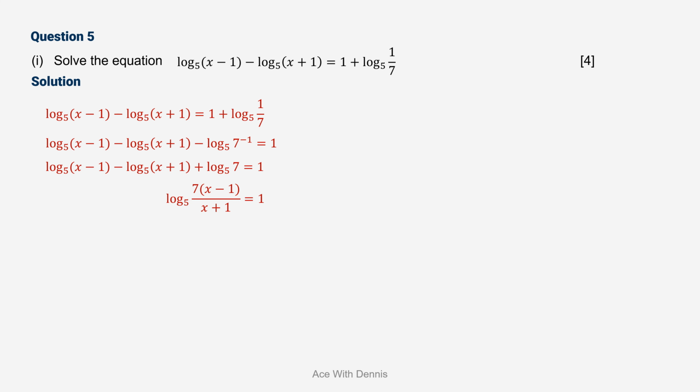When we come to this step, we can see that the left hand side is a log and the right hand side is a constant. We can apply the anti-log law, where 7x minus 7 over x plus 1 equals 5 to the power 1. The 7x minus 7 comes from the expansion of 7 times (x minus 1). Then solve this equation. 7x minus 7 equals 5x plus 5. 7x minus 5x is 5 plus 7. 2x equals 12. x equals 6.